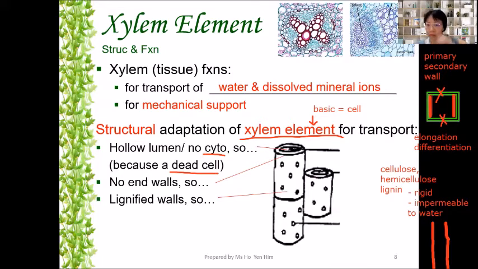Okay, so now why the wall must be lignified? I already said, to provide mechanical support, right? So why do they need to have got mechanical support? It's because the tube is used to transport water. Now, how is water transported up the plant? What mechanism causes the water to move up the plant?